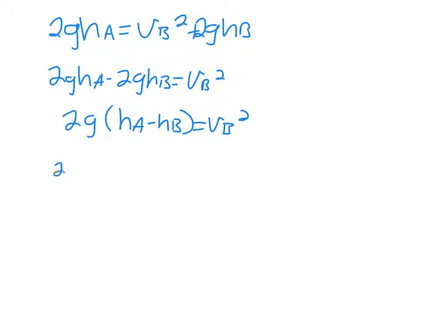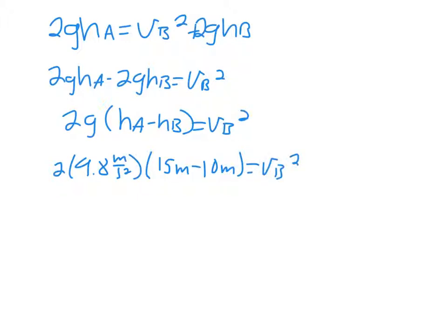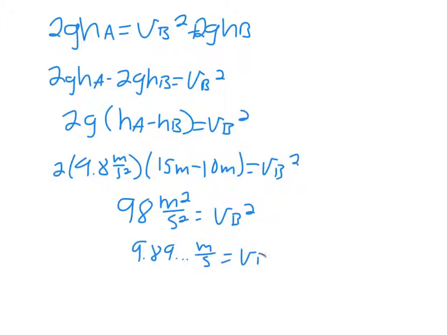So this gives us 2 times 9.8 meters per second squared times my height at A, 15 meters, minus my height at B, 10 meters, equals VB squared. So this is 5 times 2 times 9.8, 98 meters squared per second squared equals VB squared. And then taking the square root of that number, 9.89 keeps on going, meters per second equals VB. This is only 2 sig figs. So the speed at B at the top of that loop is approximately 9.9 meters per second.